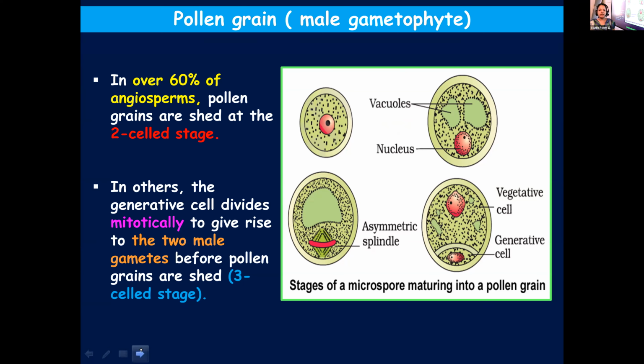By the time the anther dehisces, this process will be completed and the pollen grains will be in the 3-celled stage. The 3-celled pollen grains released at this stage will be fewer compared to those released at the 2-celled stage. The majority will be released at the 2-celled stage, and some of them will be released in the 3-celled stage.